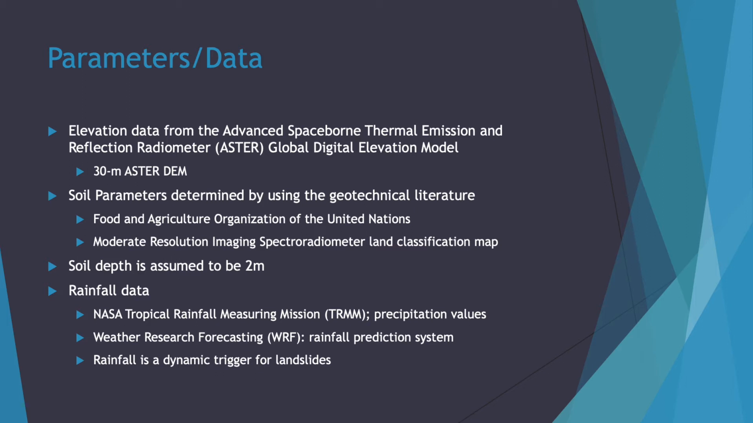Rainfall data needed to be examined as it was a dynamic trigger for landslides. This data was sourced from NASA's Tropical Rainfall Measuring Mission, also known as TRMM, which provides real-time precipitation values. It was also taken from the Weather Research Forecasting Model forecasts, also known as WRF, which is a rainfall prediction model.